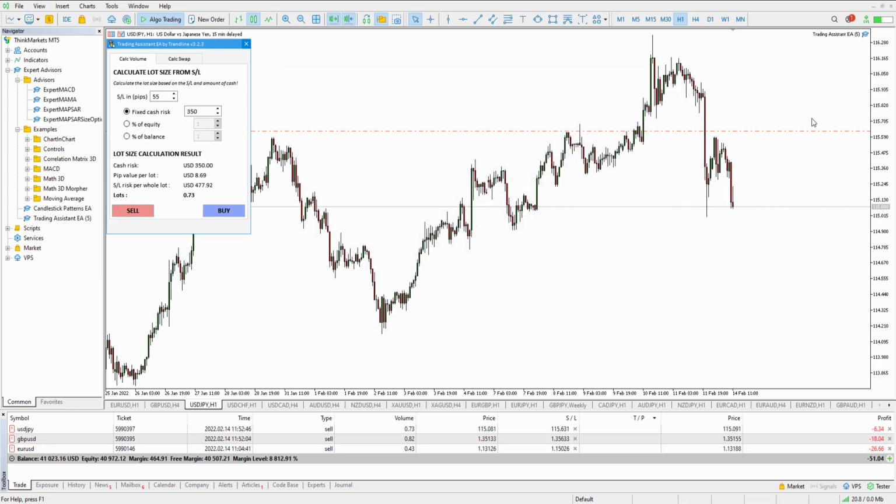And as you can see, you've now entered a trade with the right lot size, and the trading assistant automatically sets your stop loss at the correct level also.